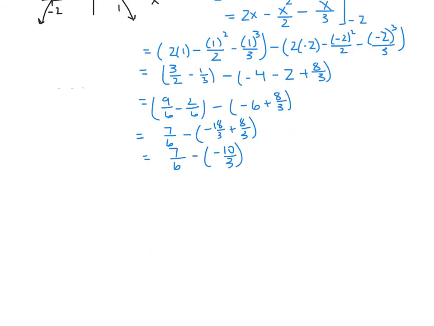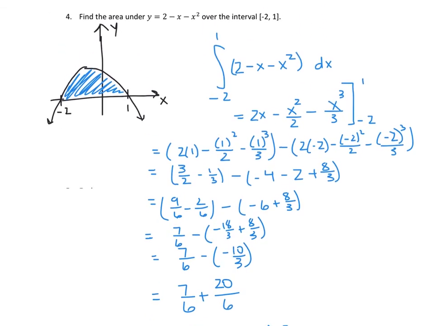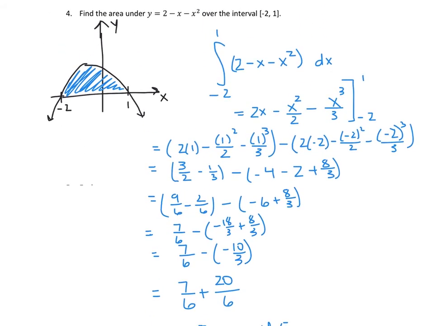So now getting a common denominator here, the common denominator would be 6. So we have 7/6 plus, having a denominator 6 would make this a 20, and we get a plus because we have 2 negatives there. So we end up with 27/6, or if we write that as a decimal, 4.5. 4.5 represents the area under the curve over the interval -2 to 1.